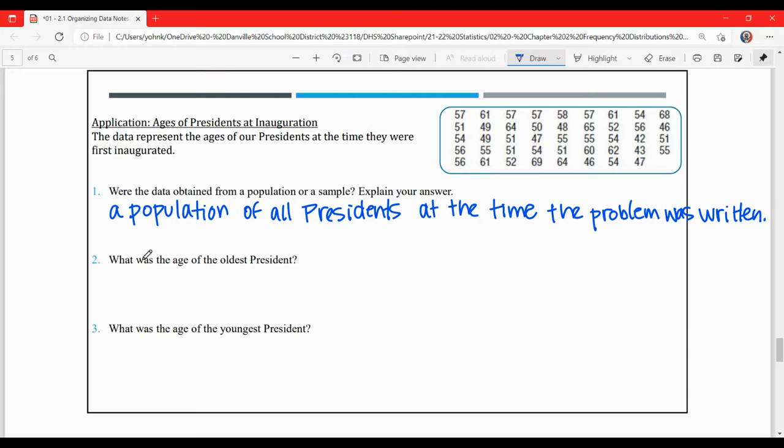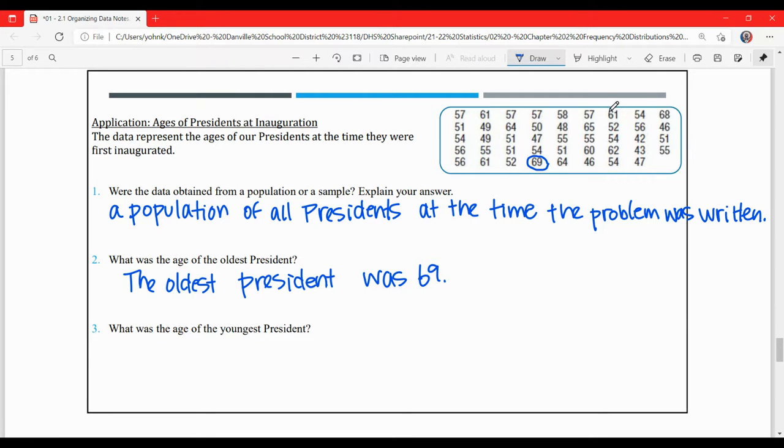Okay, number two, what was the age of the oldest president? If you look in the picture, it looks like the oldest president was 69. The oldest president was 69.